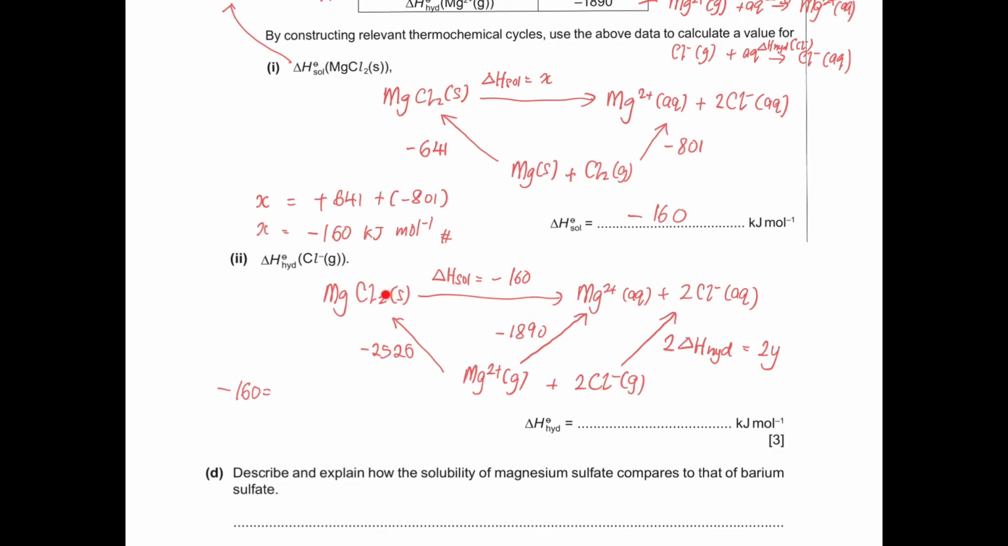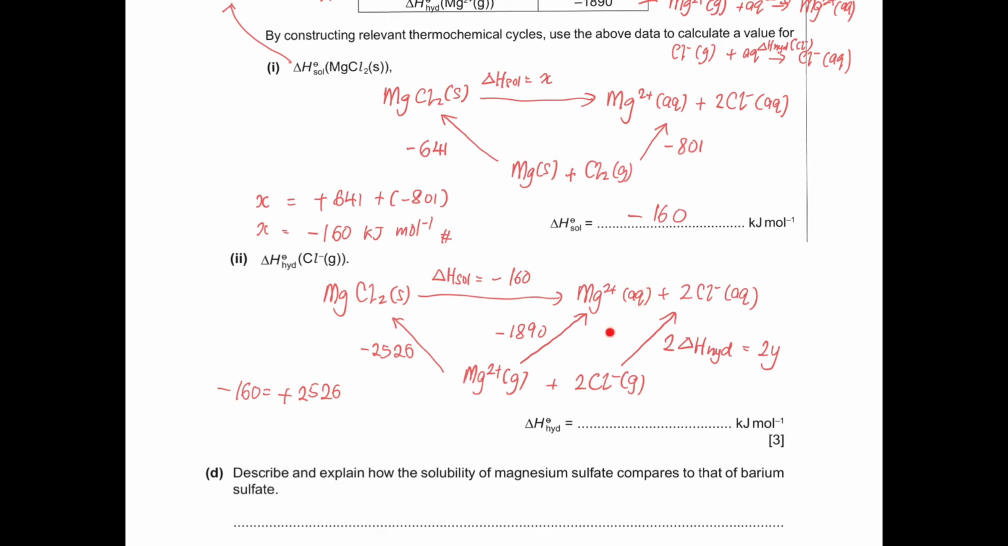You change magnesium chloride solid to gaseous ions first. This is 1 step. Then the second step, you change it to aqueous. So the energy involved is the same, that's why we can put equal to. Go down first, change sign. When you go down, it is opposing the direction of the arrow, so we have to change sign. So that is going to be positive 2526.